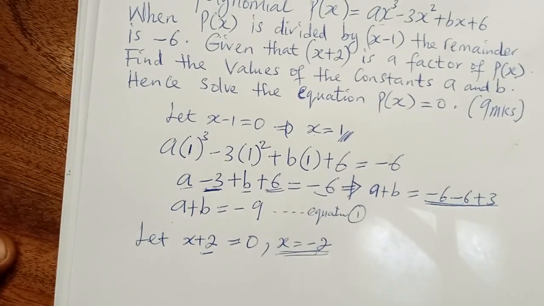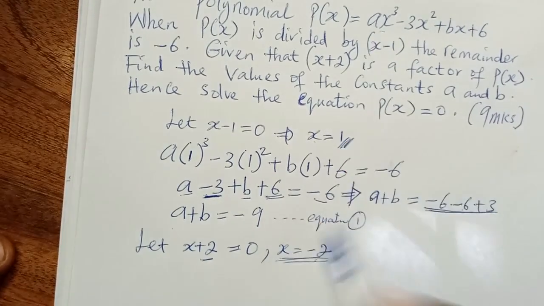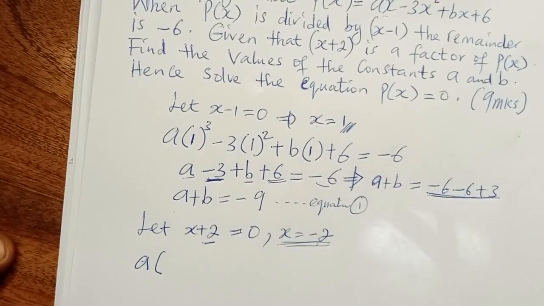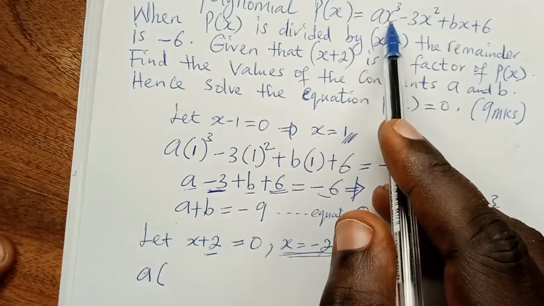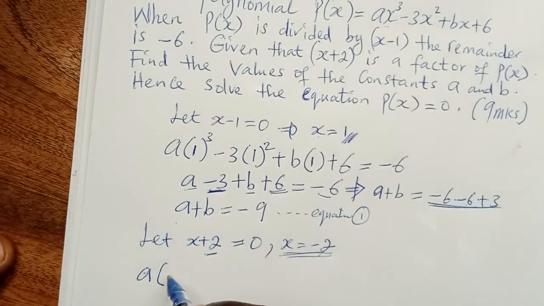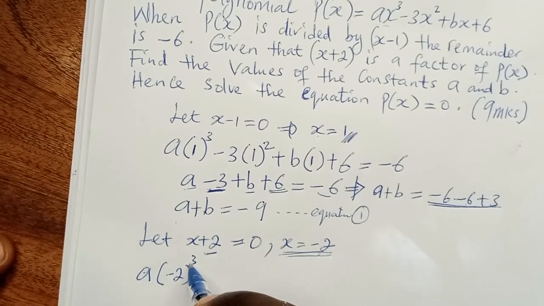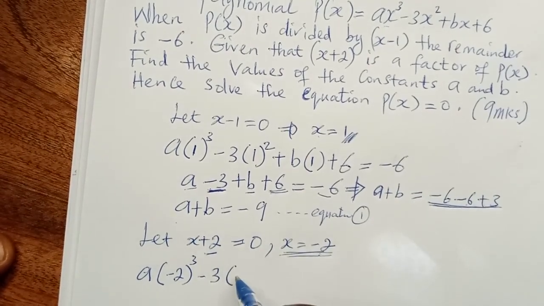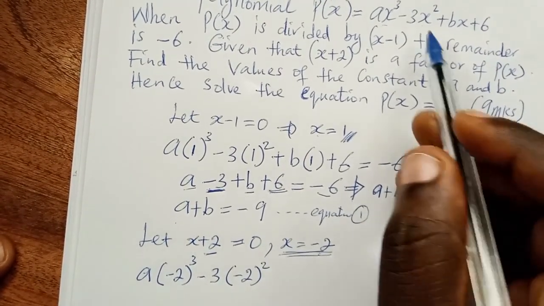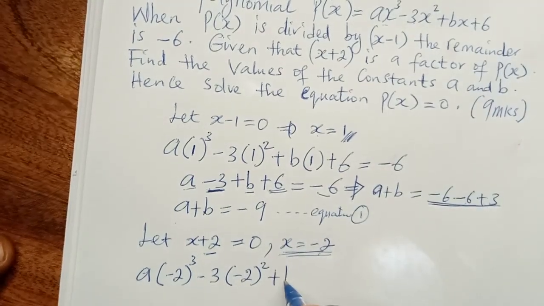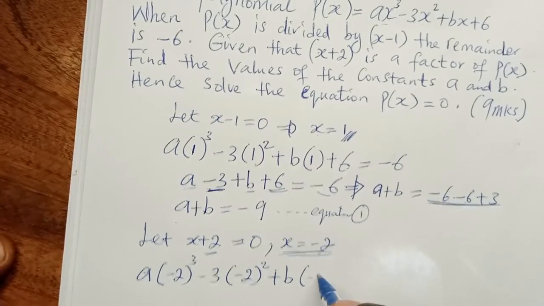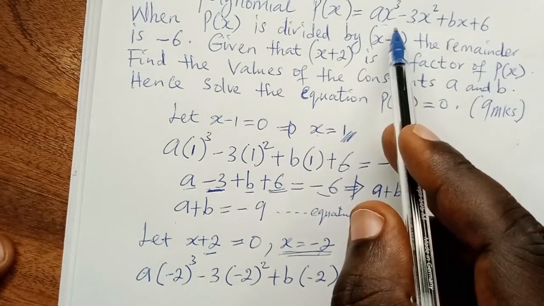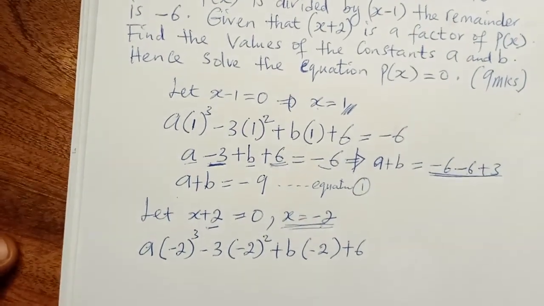So this implies, let's come here, we have a. Into any place that we see x, we input minus 2, that is minus 2 cubed, minus 3 into minus 2 squared, as you can see here, plus b into minus 2, plus 6, as you can see in this expression. So let's see what we are going to have from here.